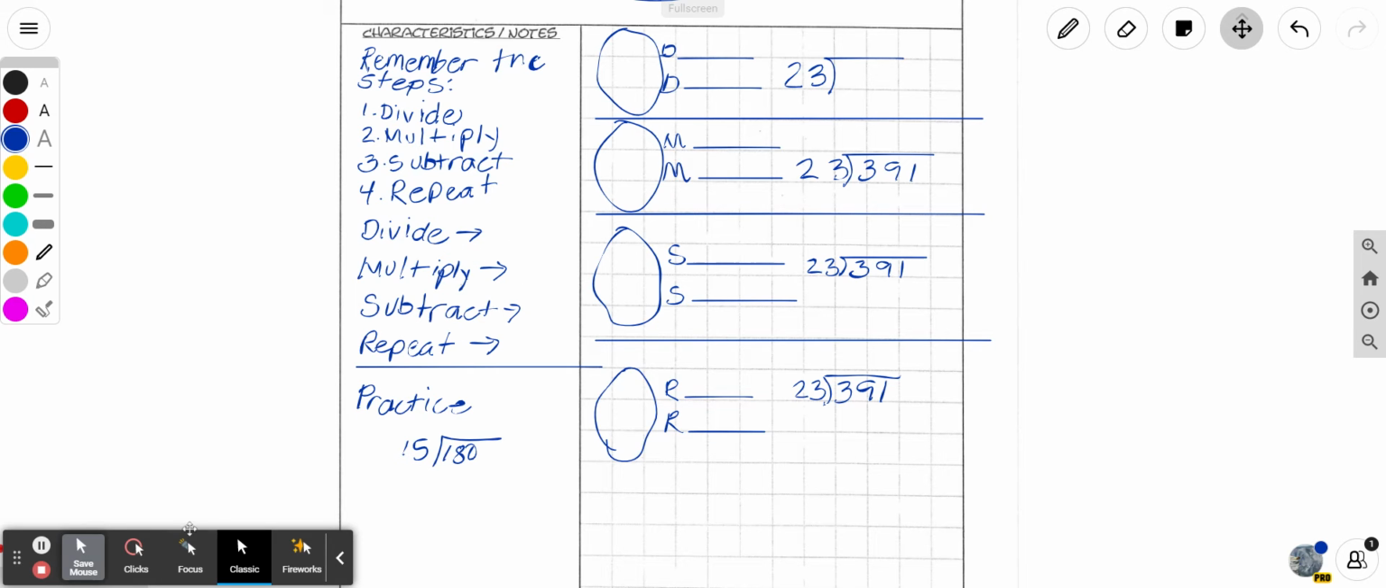So divide is daddy. So I'm going to write daddy here. You should be copying this as well. Daddy, mommy for multiply, or dad, mom, sister for subtract, or sis, and repeat is rover.